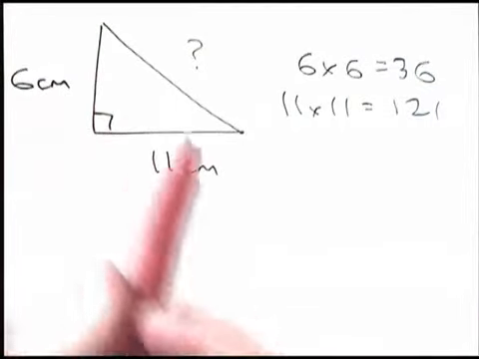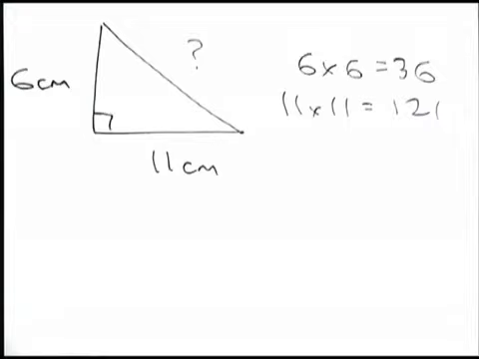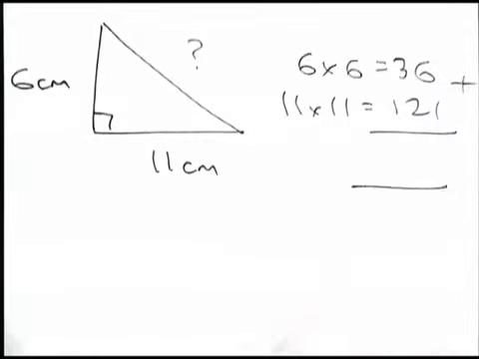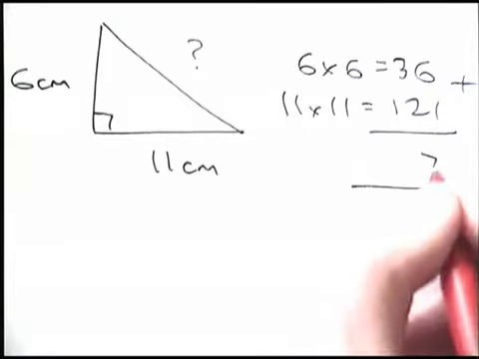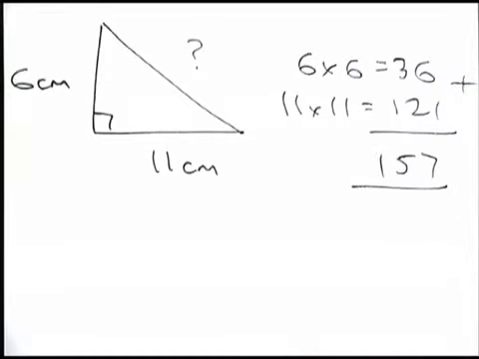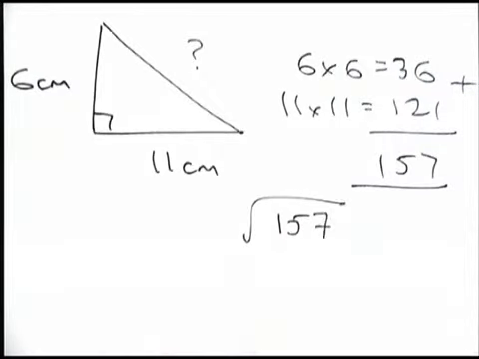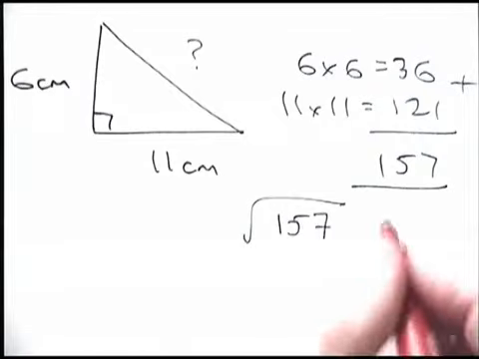If I'm finding the longest side, and that's the side that is sometimes called the hypotenuse, if you find the longest side, you always need to add those numbers together. If I add those numbers together, I get 157. Final step is the square root button on your calculator. So I need to do the square root of 157.